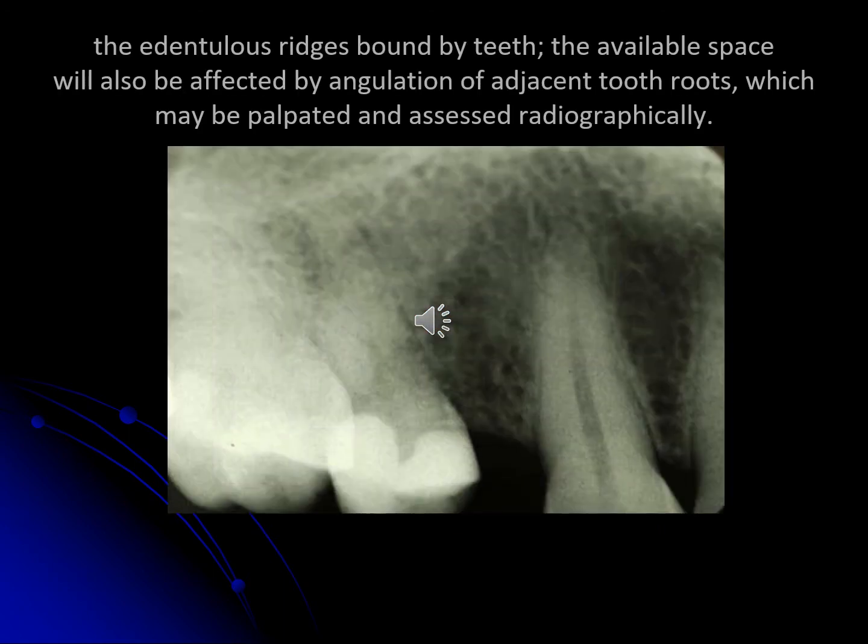Mesiodistal dimension is not necessary only in the crown area, but it's very important to evaluate the mesiodistal space between the roots. Okay, in the edentulous area, we should measure the mesiodistal dimension in the crown area and between the roots, to see if we have enough space between the roots to receive our future implant.